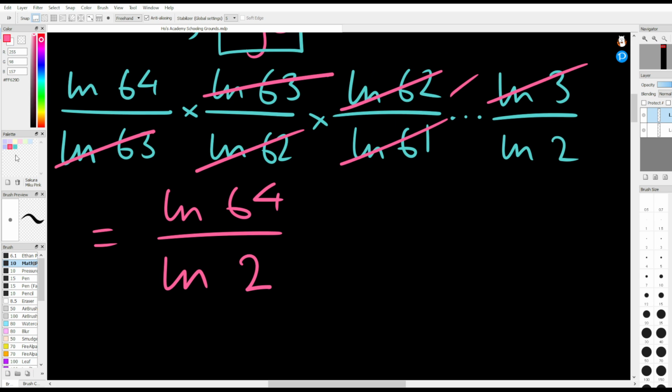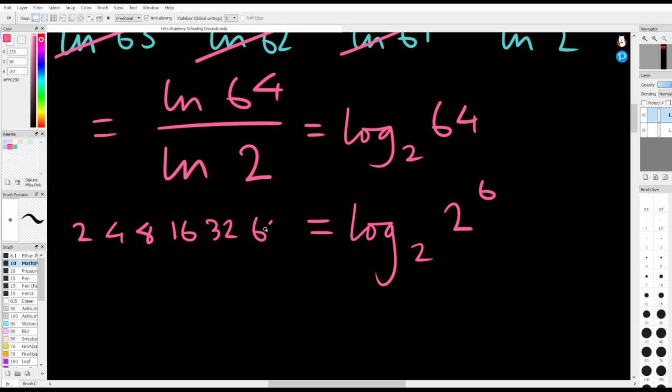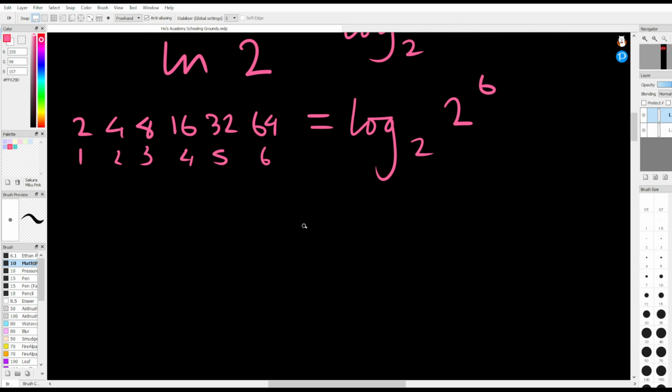So using the change of base rule again, we can rewrite this as log base 2 of 64. We know that 64 is the same as 2 to the 6th power. You can verify this really quickly: 64 should be the 6th number. Yep. And using the logarithm power coefficient rule, you can bring this to the front.